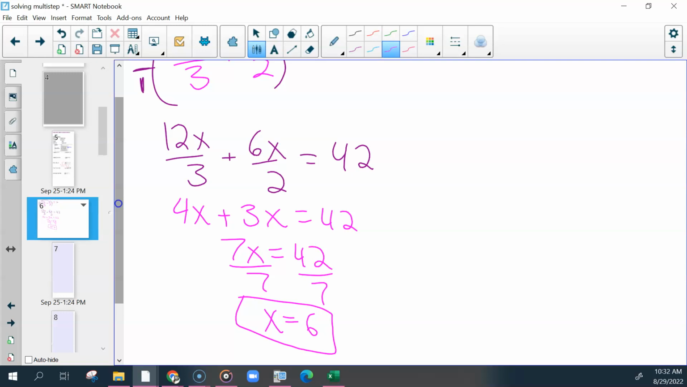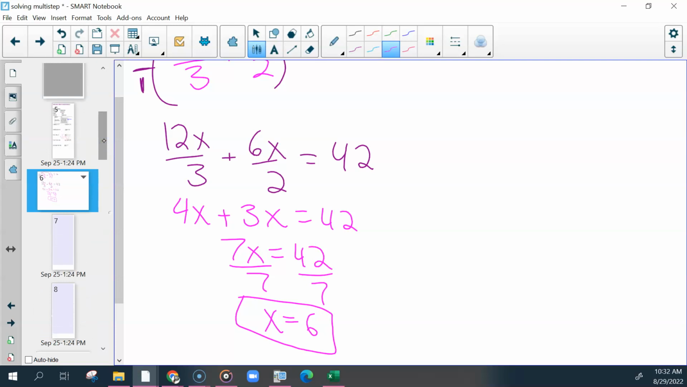Who liked the first method better? A couple of us. And who liked the second method better? A lot of us. Do you have questions on either? Anyone still writing this down? We go back.